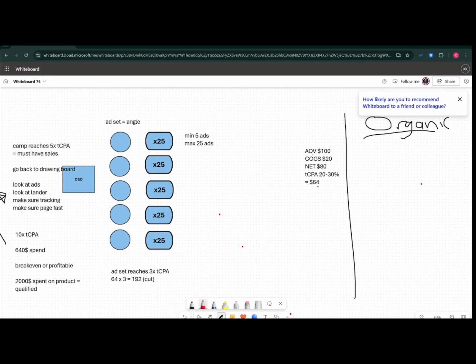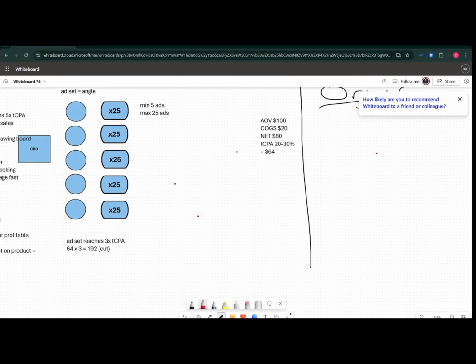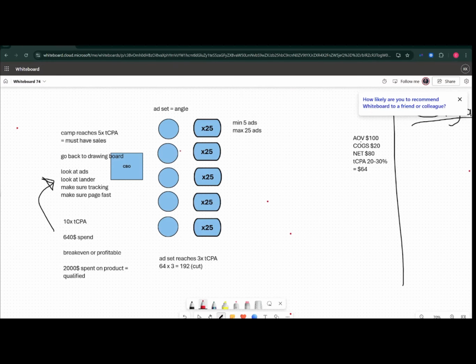So we want to achieve a profit, right? So a pretty standard profit margin is 20 to 30%. So that gives us the target of $64. So that would give us, as a budget, $128. So just to round it up, you could just do $100.